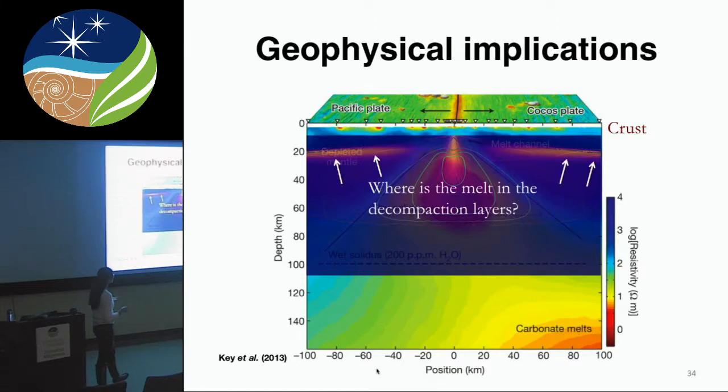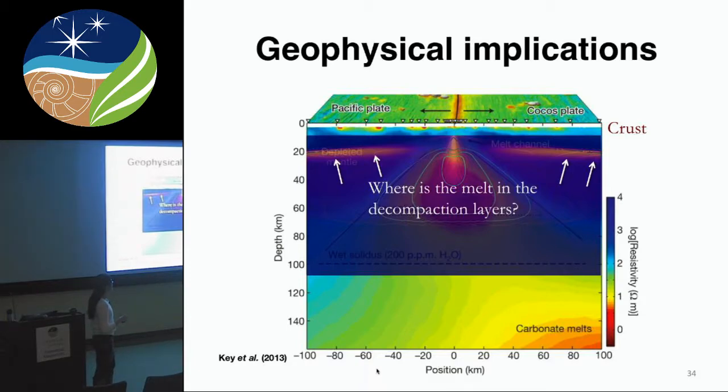But it's really obvious that something is missing here. We don't really see all that melt in the decompression layer. And so is that a problem with the MT-EM surveys, or is there something wrong with the models? So that's something I'm trying to figure out with Steve Constable, who's an EM person at Scripps.